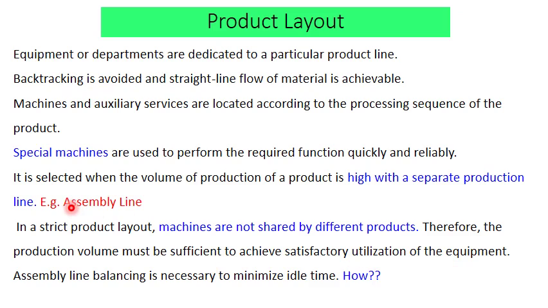In mass production, the assembly line balancing is necessary to minimize the idle time. Here there are different modules or different parts of the machines, so the speed of all those specific machines should be the same.